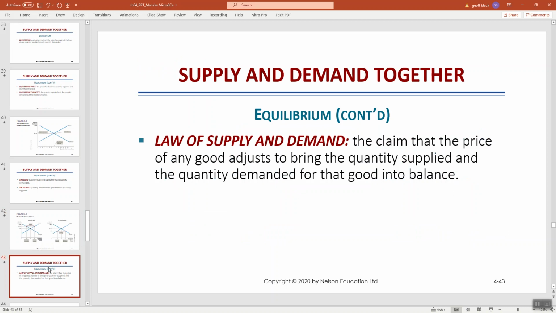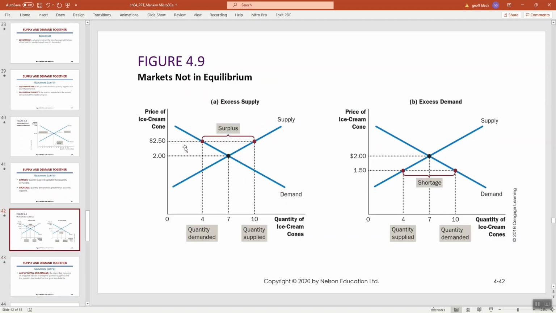So we now have the law of supply and demand. This is the claim that the price of a good adjusts to bring the quantity supplied and the quantity demanded for that good into balance. So at this price, it's too high. Then what happens? Well, the price comes down. Now we're looking at the demand curve. As the price goes down, quantity demanded goes up. Price comes down a little bit more, quantity demanded goes up a little bit more. Price comes down a little bit more, and there, quantity demanded is right here.